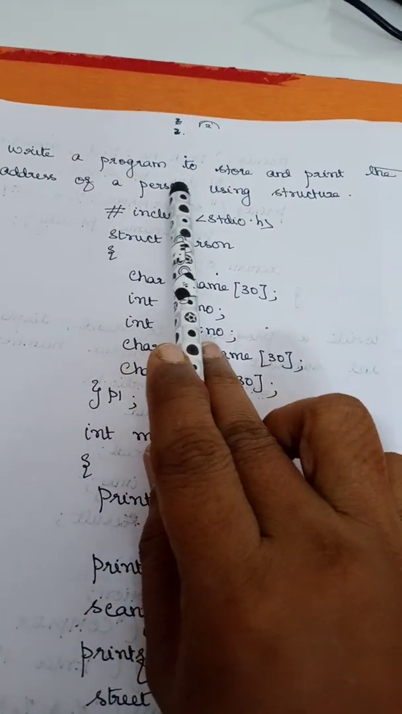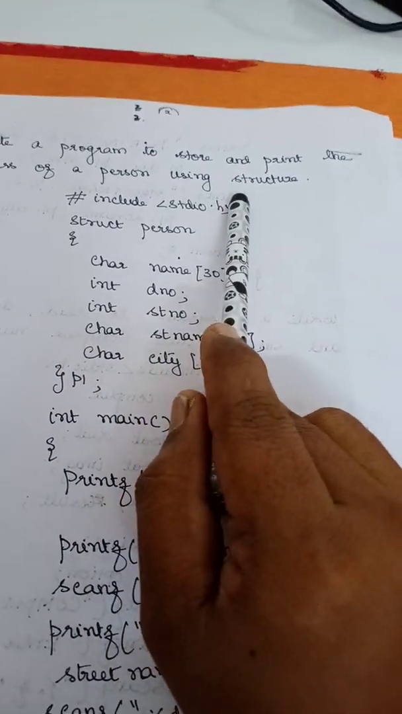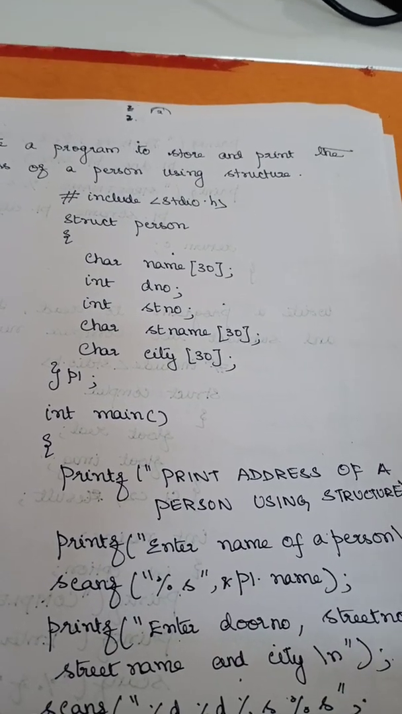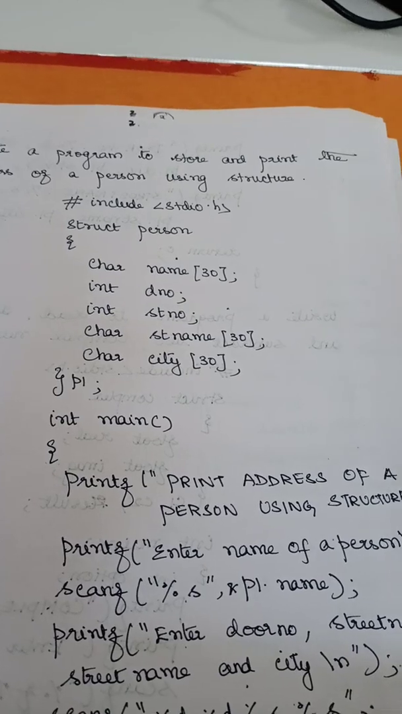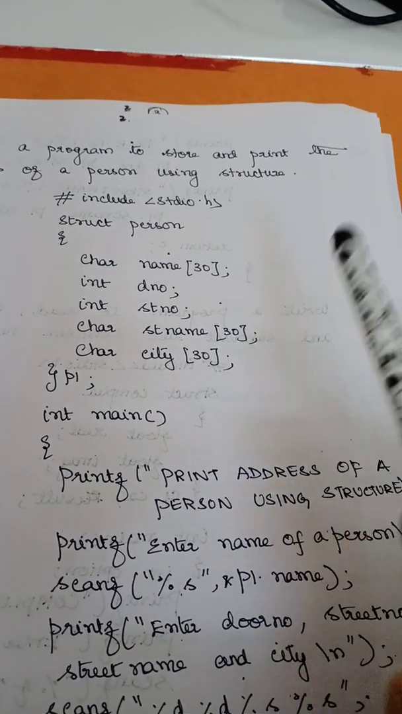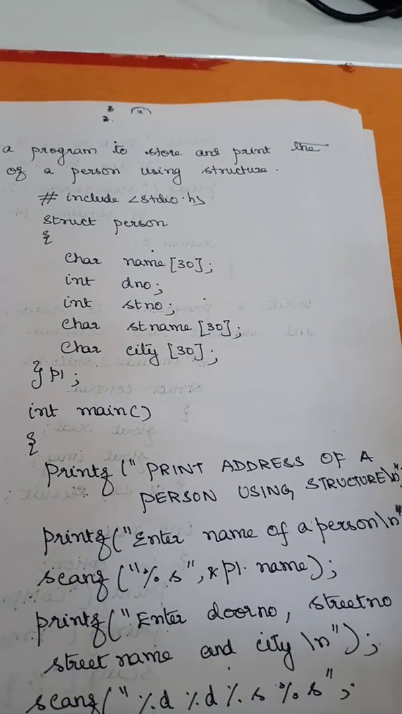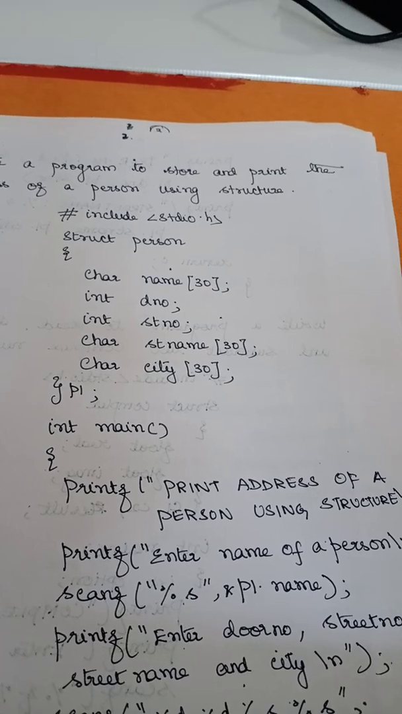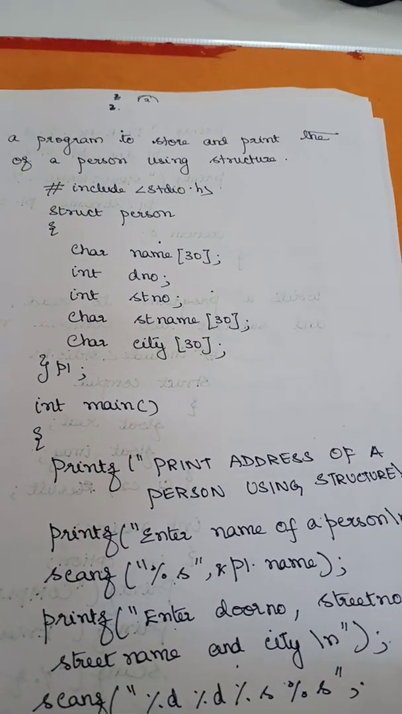Write a program to store and print the address of a person using structures. This is a very simple program where I am going to get the details about a person and print it. It is not necessary to use an array of structures. Just one single person I am going to take, read all the details and print it. It's a simple structure program, right?